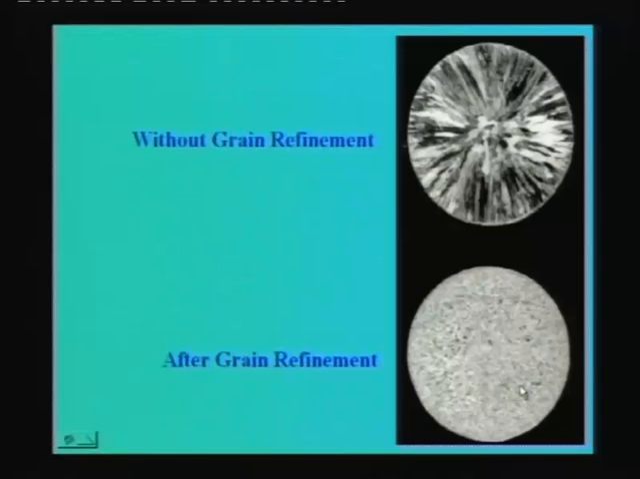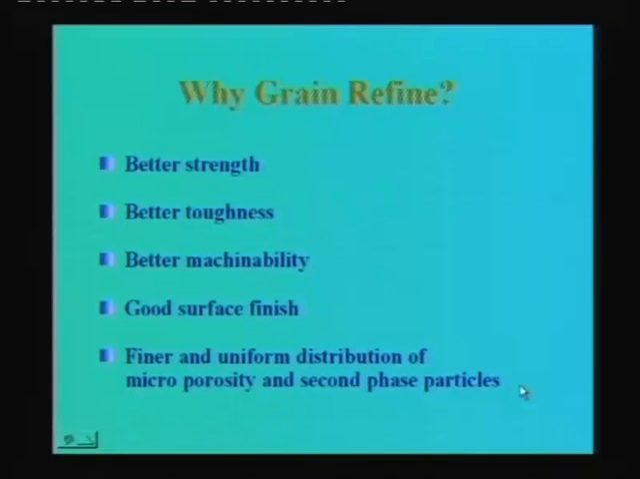And how do you achieve it? There are a number of ways, and before we go to that, we should see what you achieve by doing that. As I told you, strength can be increased. We have seen the Hall-Petch relation already, and toughness can be increased. This is the only way by which you can increase both the strength and the toughness.